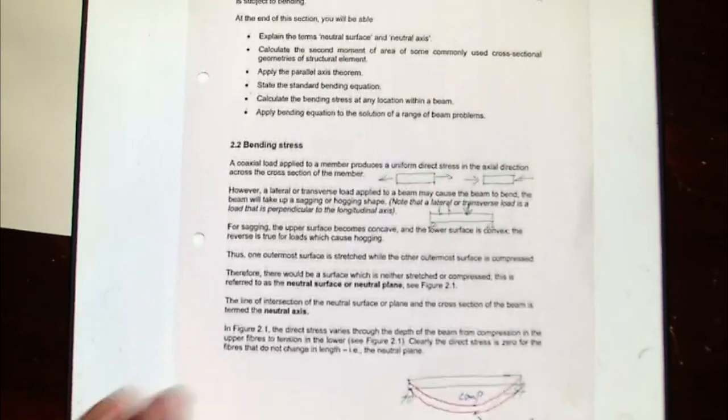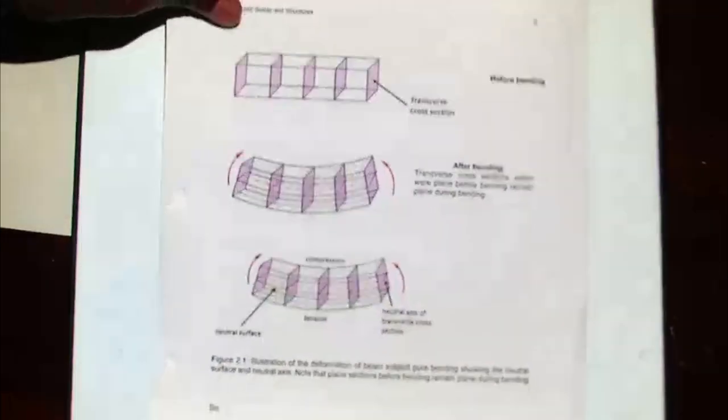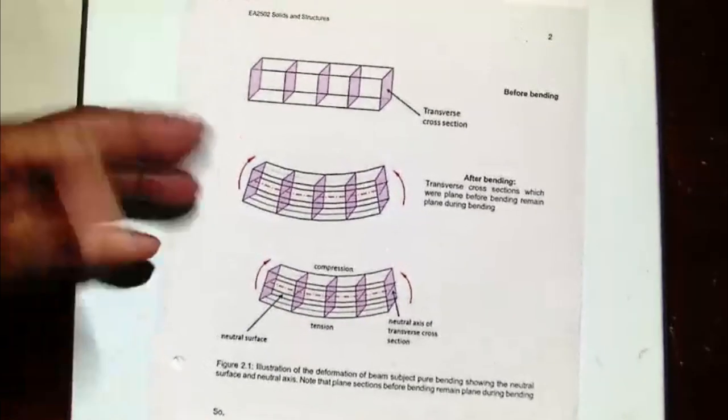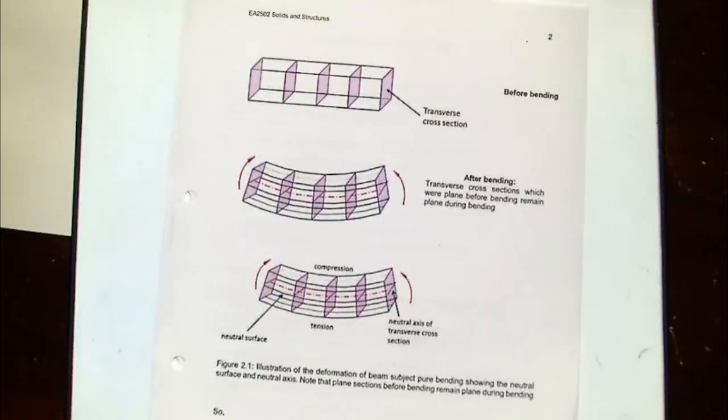So let's start with the derivation. I want you to pay attention and just bear with me as we go through this, because it's important to know when you can use the final solution that we are going to get. So I'm starting off with a simple beam, and we've drawn in the plane cross-section. I've already explained what plane cross-section is.